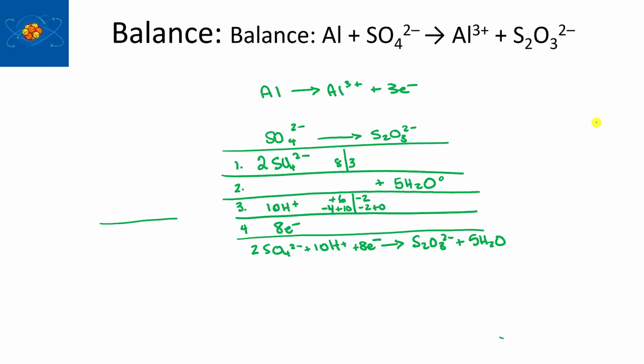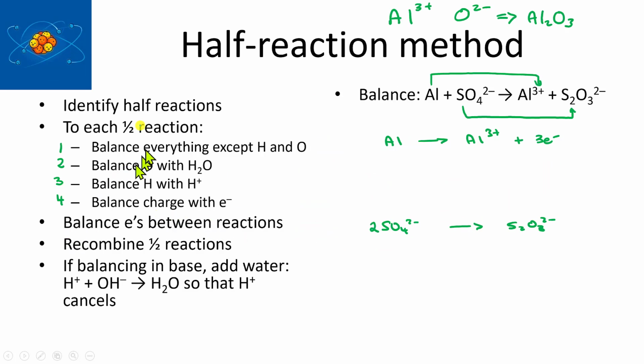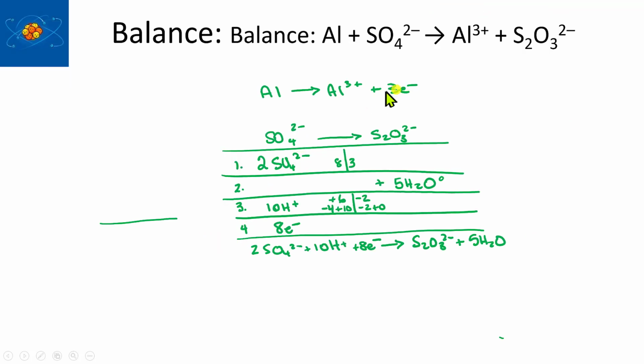Now what I need to do is combine these two reactions. So what I've done is I've balanced the half reactions, and now I'm going to recombine the half reactions to balance electrons. So when I'm looking at this first reaction, I have 3 electrons. On the second reaction, I have 8 electrons. So I have to cross multiply. Multiply this reaction by 3, and I'm going to multiply this reaction by 8. Now, when I do that, let's see what happens, right?